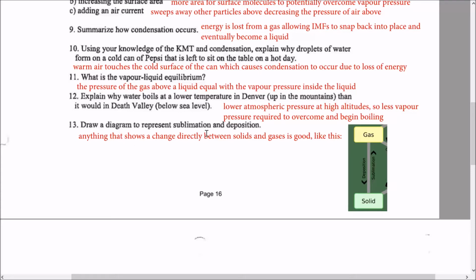Draw a diagram to represent sublimation and deposition. Here you can really just draw anything that's showing a solid to gas, anything that makes sense to you. I just took a simple one here where you're going solid to gas with little arrows drawn, but you can be as creative or non-creative as you feel like, as long as you get the whole map of it.